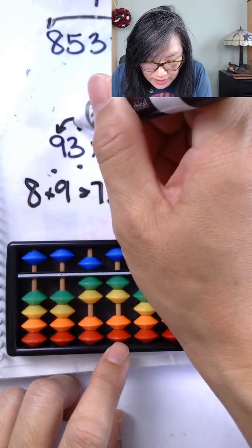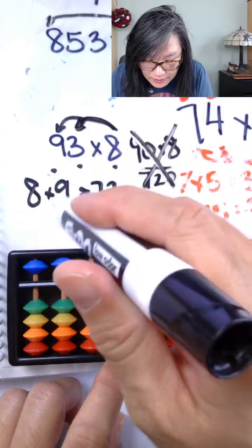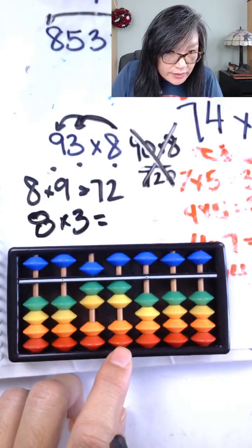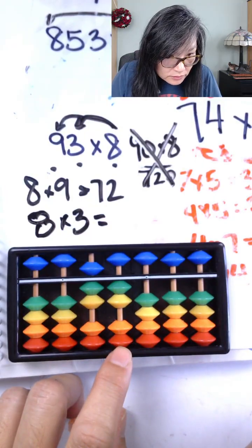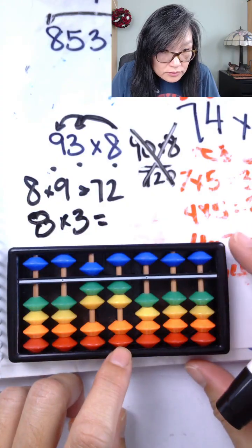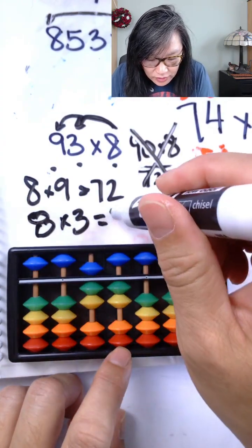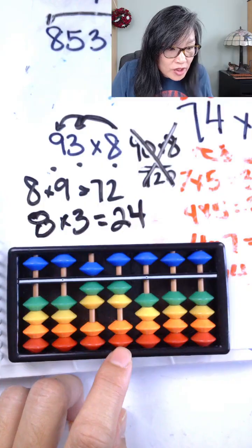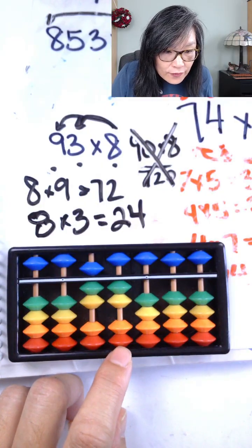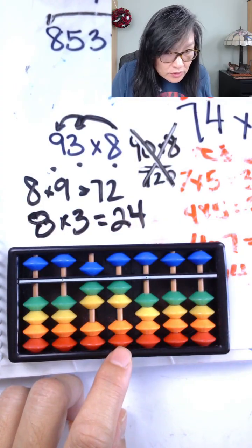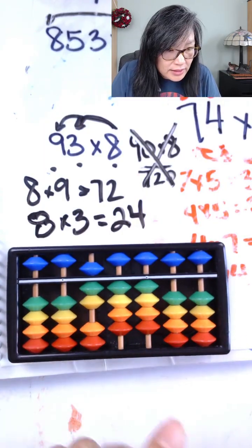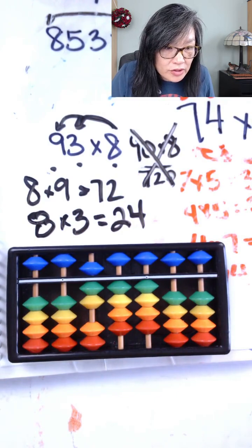Then our next number is 8 times 3. 8 times 3 is what? 24. Thank you. Now we're going to add 24 to the abacus. Can I add the 2? Yes, we can. And then can we add the 4? Yes, we can add the 4. And that's how you do multiplication on the abacus.